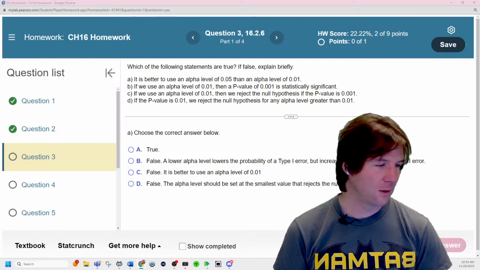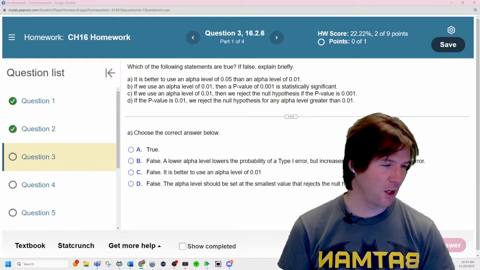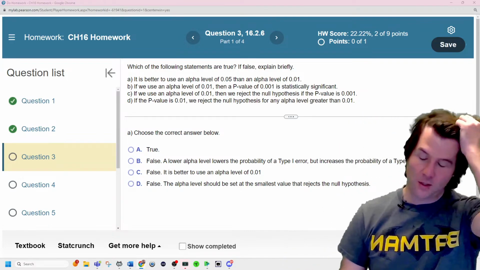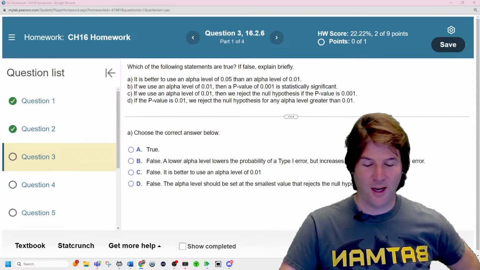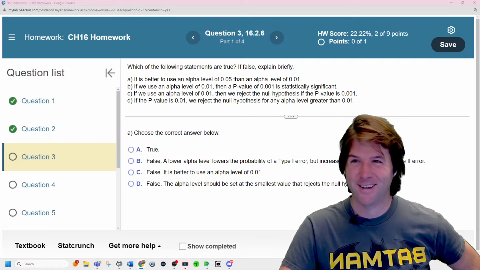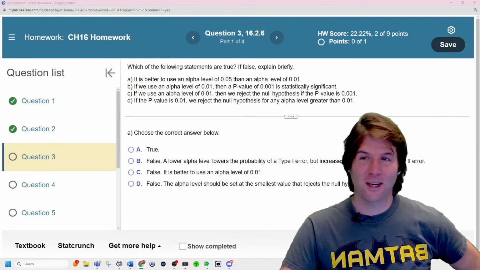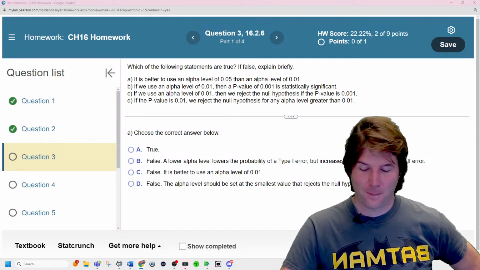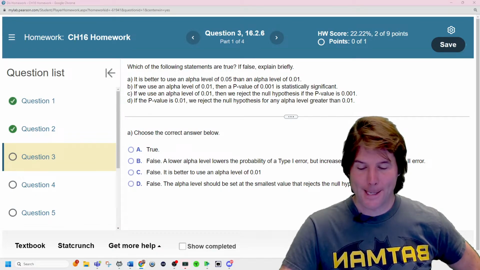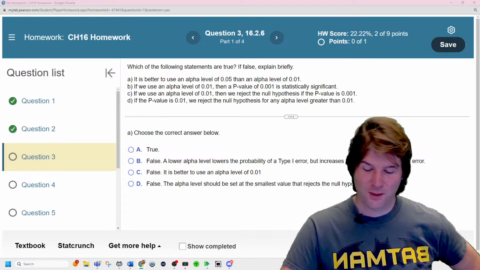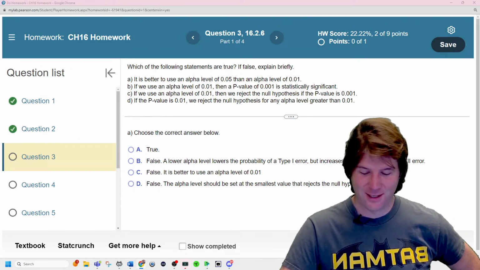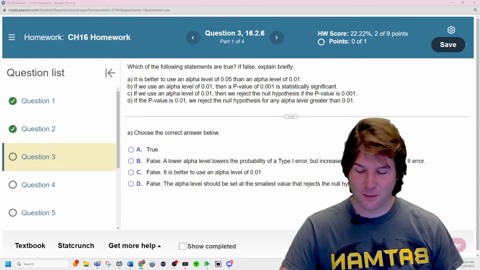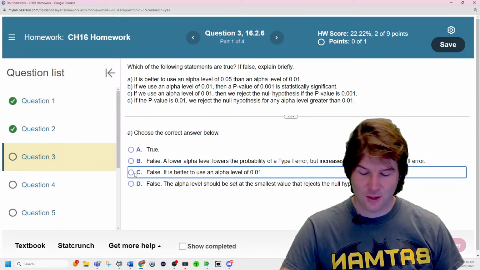Rocking and rolling. Question 3, here we go. It is better to use an alpha of 0.05 than an alpha of 0.01. Did I ever say anything about better alphas? I never say anything about better. So it's better to use an alpha? No. No. You don't say, okay. The answer is obviously going to be this one right here because there's no better alpha.